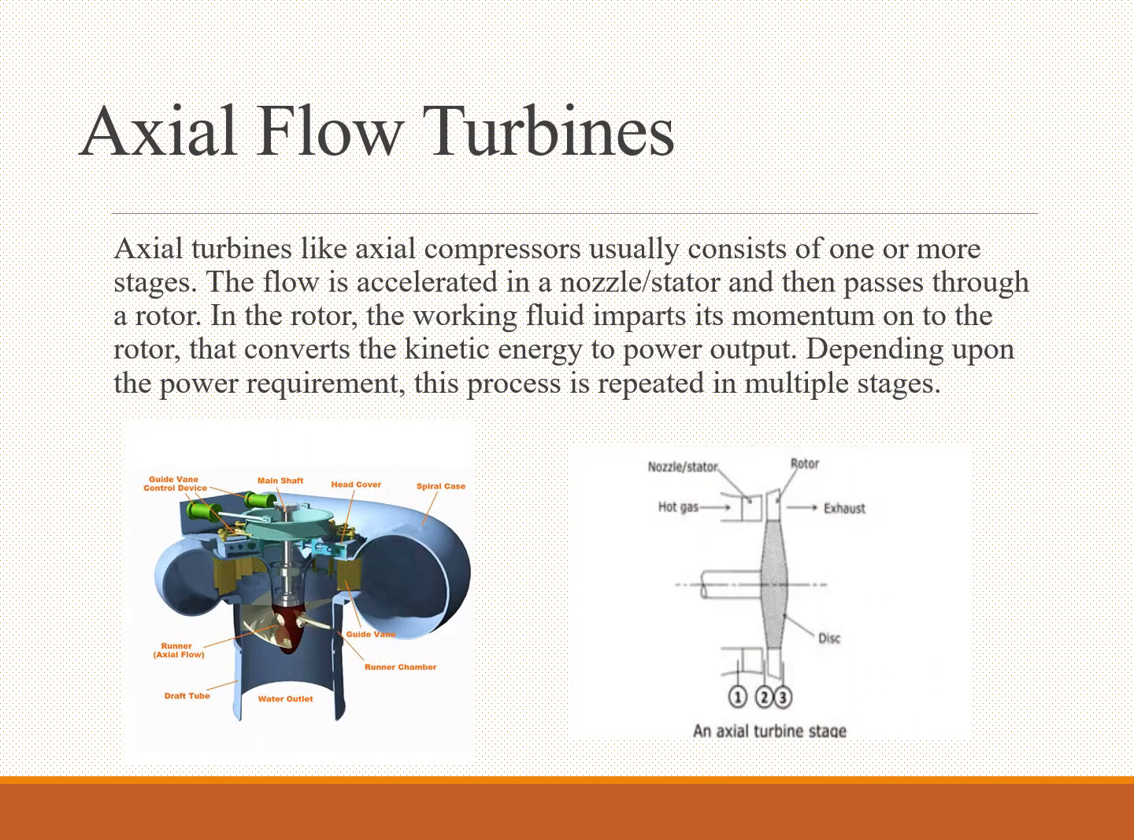Axial flow turbines, like an axial compressor, usually consist of one or more stages. The flow is accelerated in a nozzle or stator and then passed through a rotor. In the rotor, the working fluid imparts its momentum to the rotor, which converts the kinetic energy to power output. Depending upon the power requirement, this process is repeated in multiple stages.